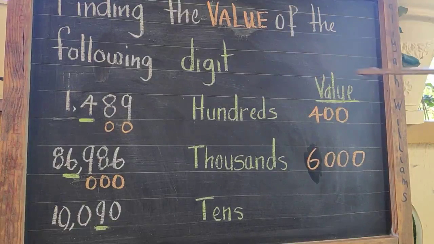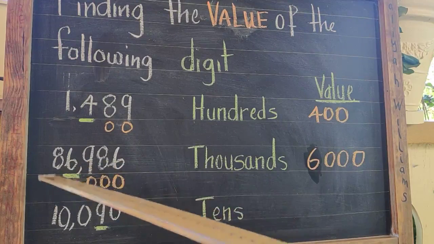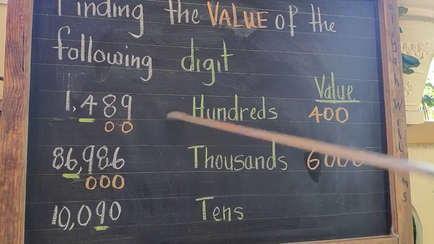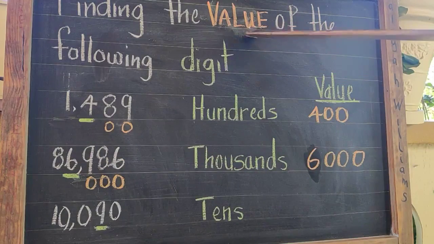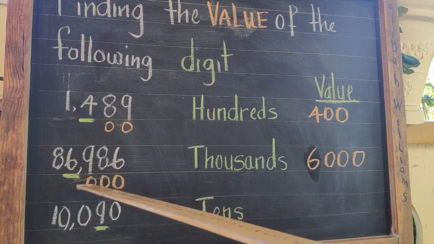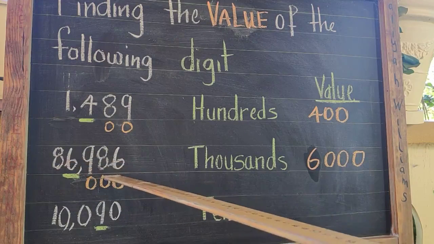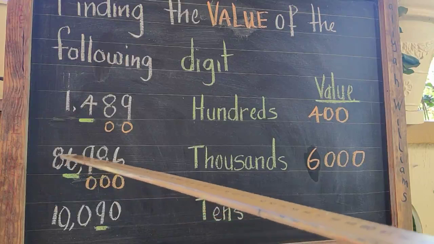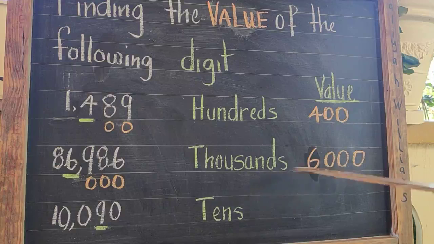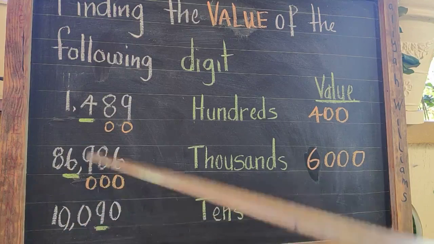So the second number here, we have 86,986. What's the value of the 6? It is 6,000, because you have to maintain this position by putting these zeros. 1, 2, 3. So 6,000. See it here? 6,000. Now we move on to this one.